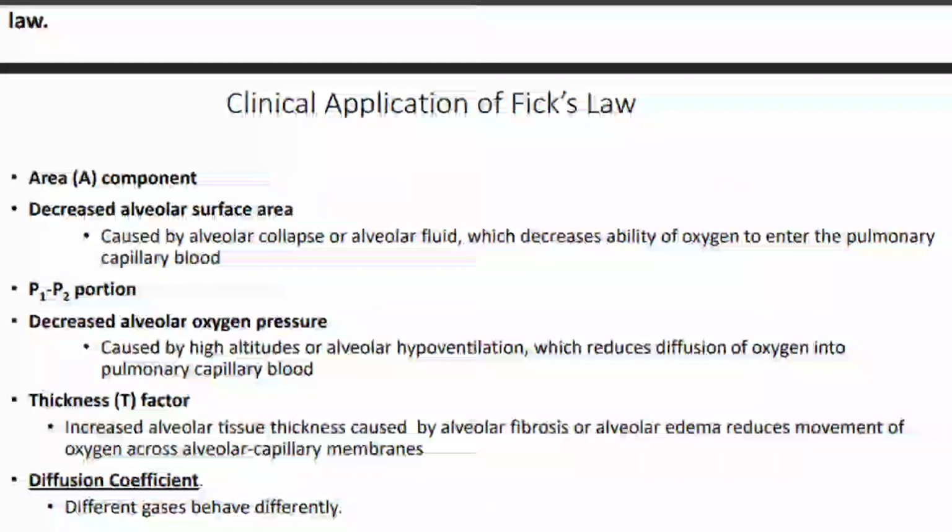So, if the surface area is decreased, that will reduce the rate of diffusion as it is directly proportional. In which condition can it be decreased? It can decrease in alveolar collapse or alveolar fluid. Second point, the pressure gradient is also directly proportional to the diffusion rate. So, by any means, if P1 minus P2 is reduced, then there will be less diffusion. For example, in high altitude or alveolar hypoventilation, diffusion will be less.